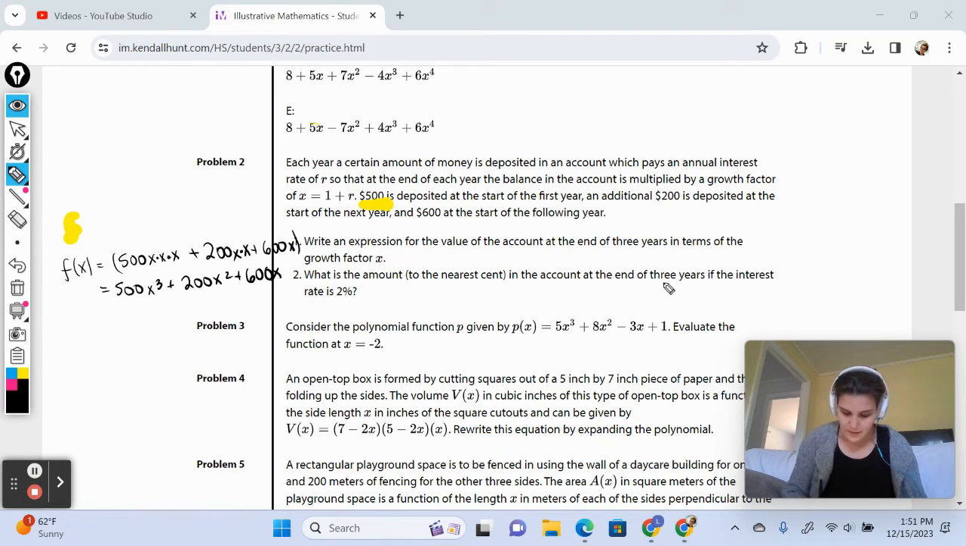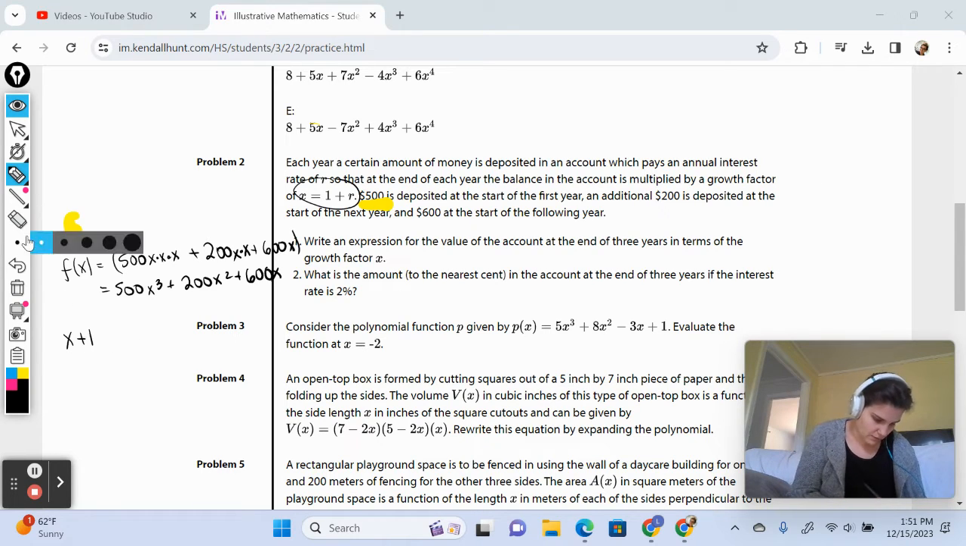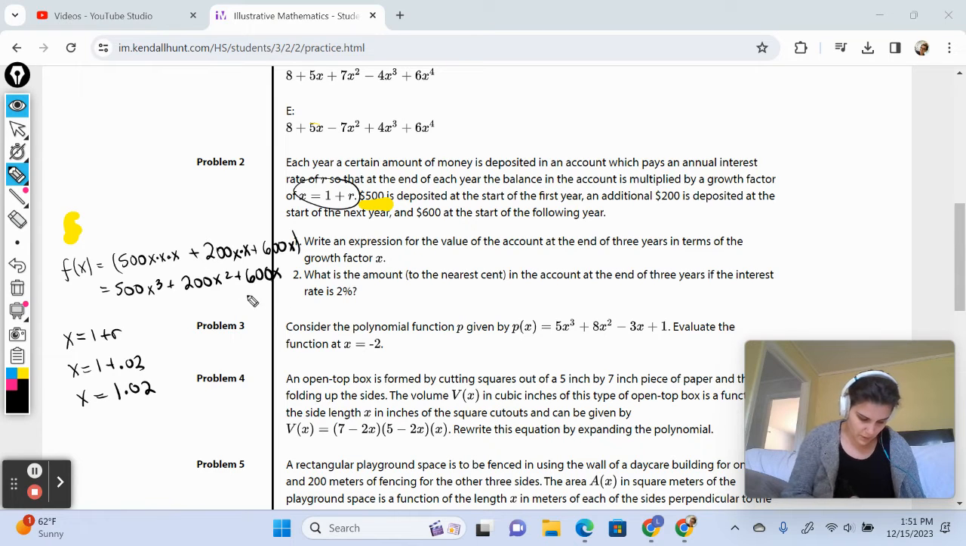What is the amount to the nearest cent in the account at the end of the 3 years if the interest rate is 2%? So remember, x is equal to 1 plus r. So if r is 2%, x is going to equal 1 plus 0.02. So we're going to go ahead and evaluate our expression right here.